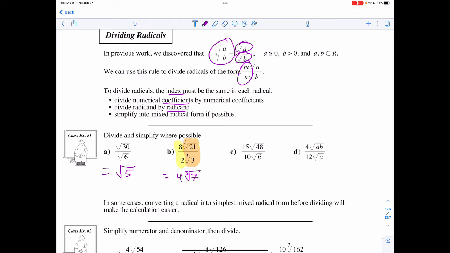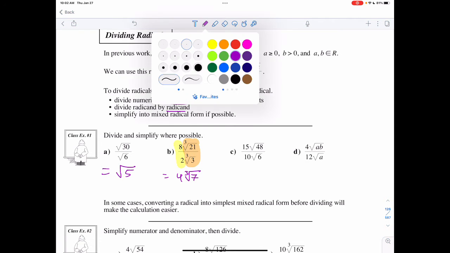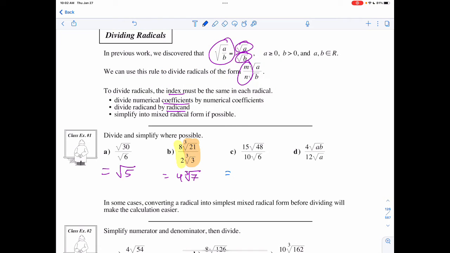When I get to the next example, 15 over 10 is the same as 3 over 2. And 48 divided by 6 is going to leave me with 8.